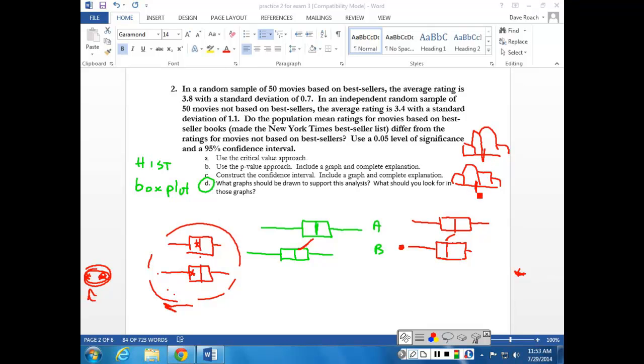But one thing that is, I think, a little bit easier to see on a histogram is if you have skew. Now you can see that on the box plot too. If one tail's a lot longer than the other one, you probably have skew. But it's just a little easier to see on a histogram if you have skew.